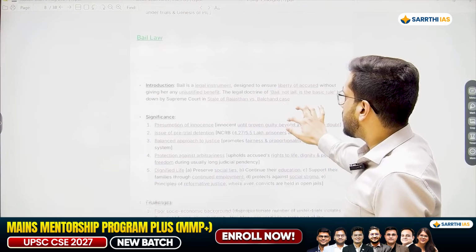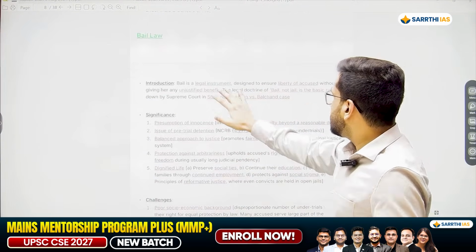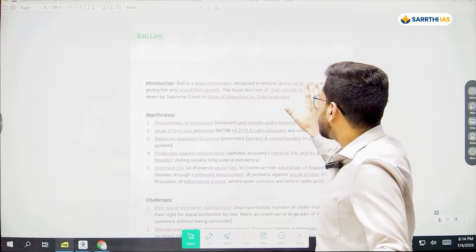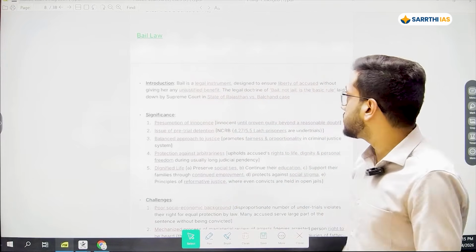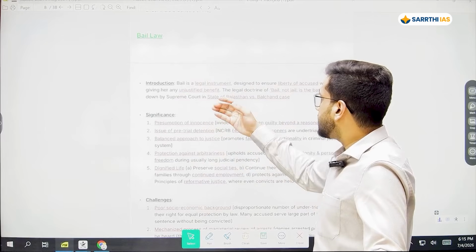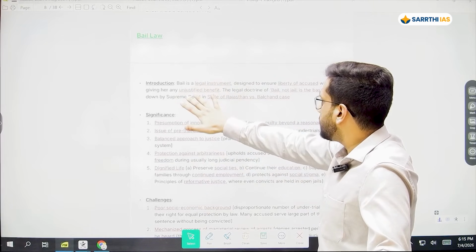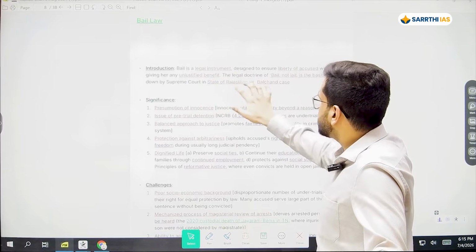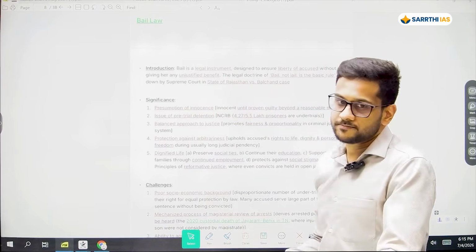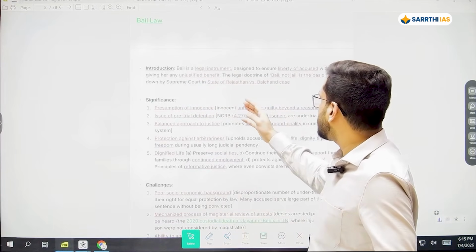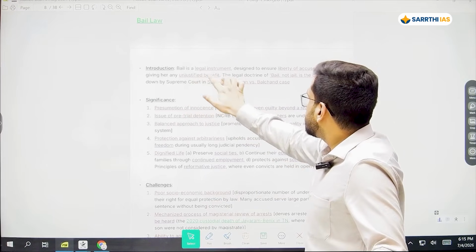Okay, so this is a topic of bail law. Here in the introduction, I have written it in paragraph style because it was a current affairs topic, and we generally forget the overall concept. So I have mentioned the concept of bail in the introduction. I have mentioned the Supreme Court judgment related to it, and I have highlighted the keywords.